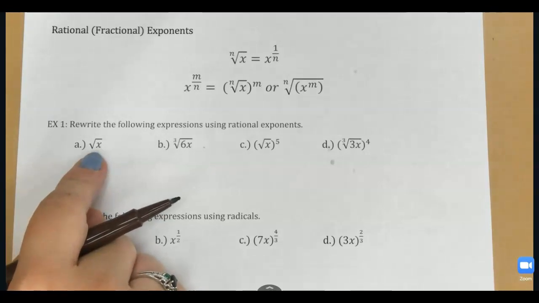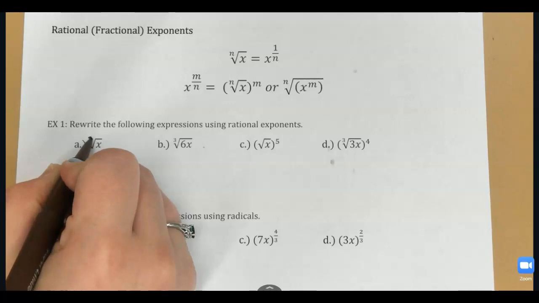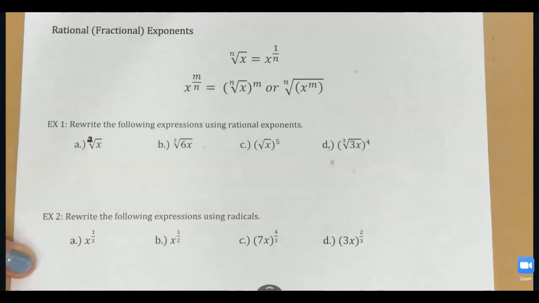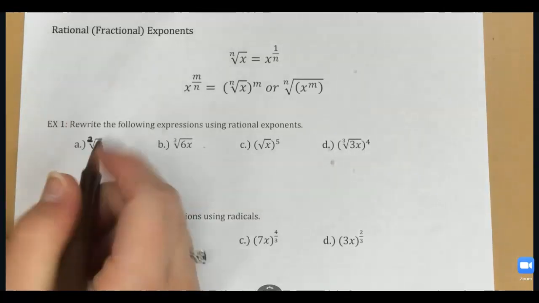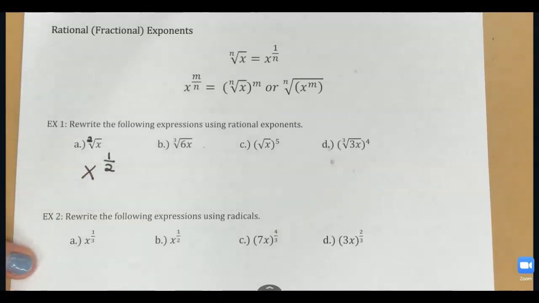So on this first one, I have the square root of x. Remember, if there's nothing written here, it's a square root, which means your index is 2. So this is going to be x to the 1/2 power. I have x to the first power in here. Remember, we just assume it's 1, so we don't have to write it. So that's in my numerator, and the index of my radical is in the denominator.